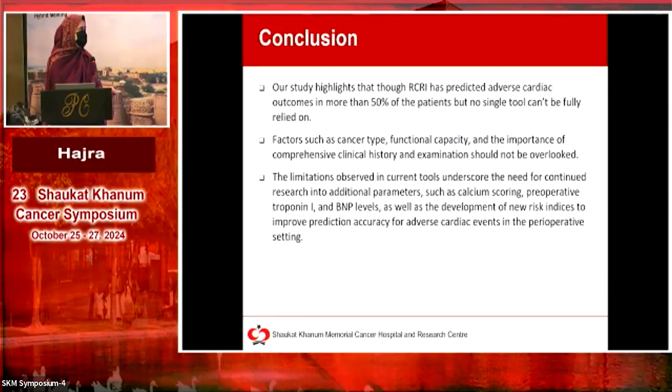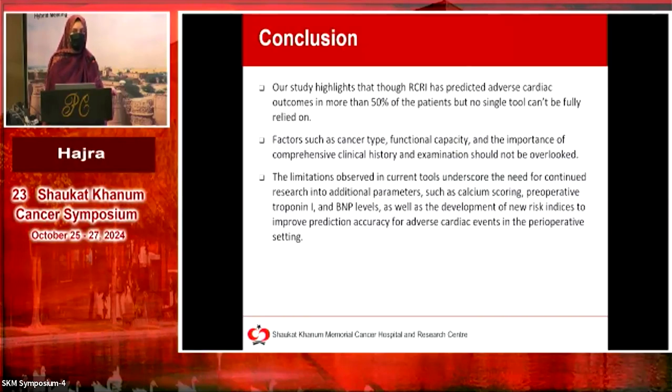So the conclusion of our study was that though RCRI has predicted adverse cardiac events in about more than 50% of patients, no single tool can be relied on. Factors such as cancer type, functional capacity, and the importance of comprehensive clinical history and examination should never be overlooked. The limitations observed in current tools underscore the need for continued research into additional parameters such as calcium scoring, preoperative troponin I, and BNP levels, as well as the development of new risk indices to improve prediction accuracy for adverse outcomes in the perioperative setting.